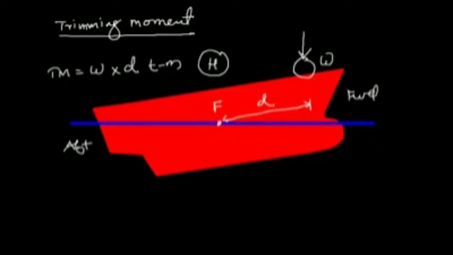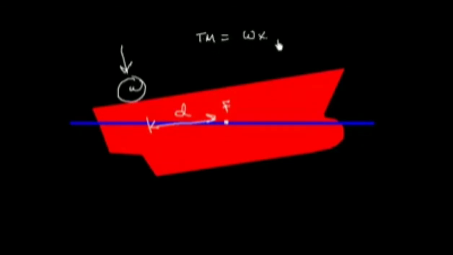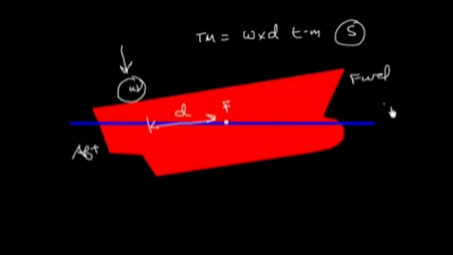Similarly, let's have another example where I load something here, this W ton, and the distance of this W from the center of flotation is again D. So I will say my trimming moment is W into D ton meter by stern. Why? Because this is my forward and this is my aft. So this time the trimming moment is towards astern.